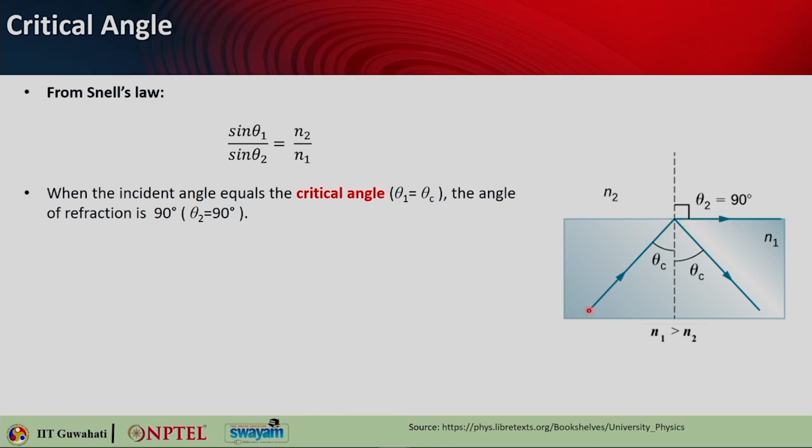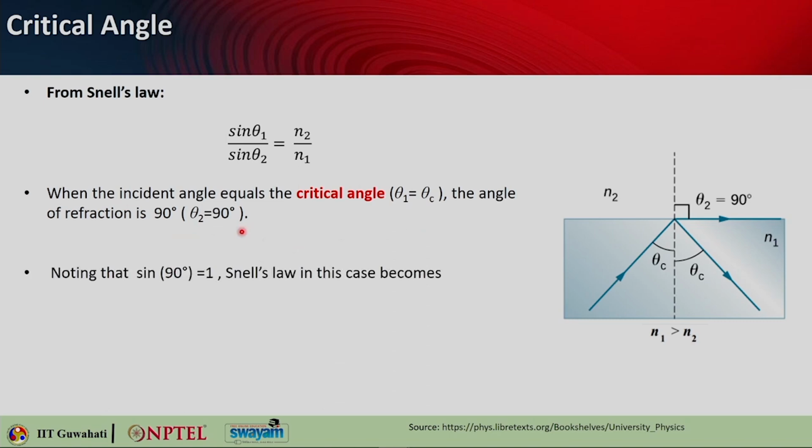So what happens when you have critical angle? The transmitted ray basically goes along the interface. That means the angle of transmission is 90 degrees. So that is the definition of critical angle. So you get theta 2 equals 90 degrees.